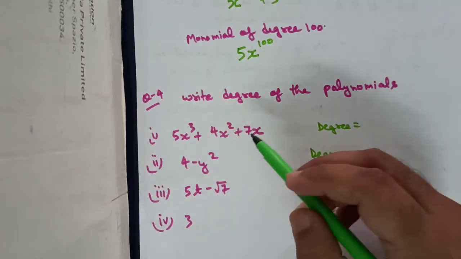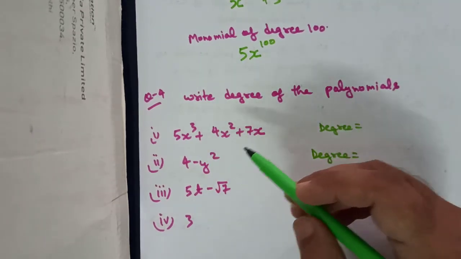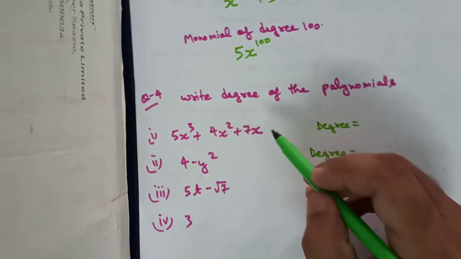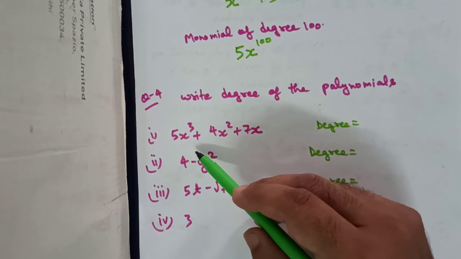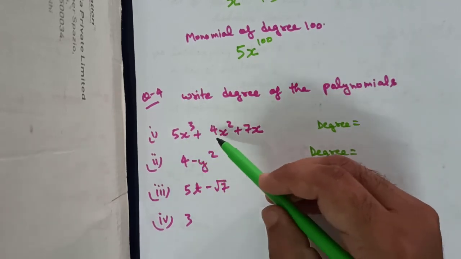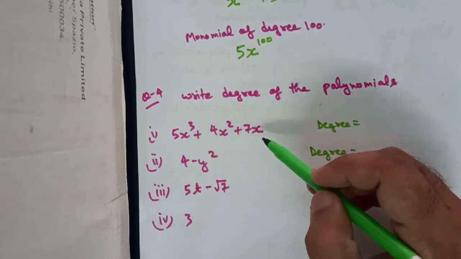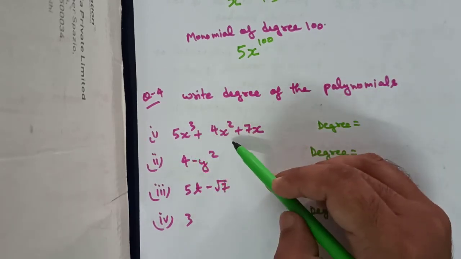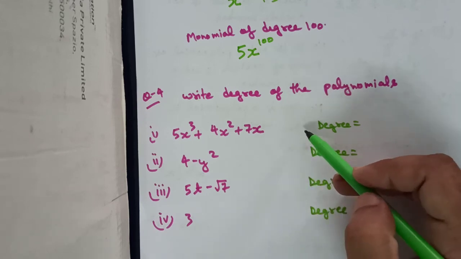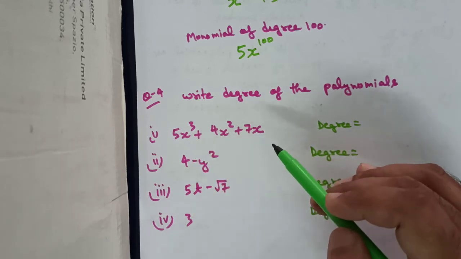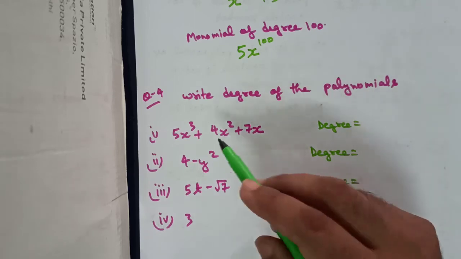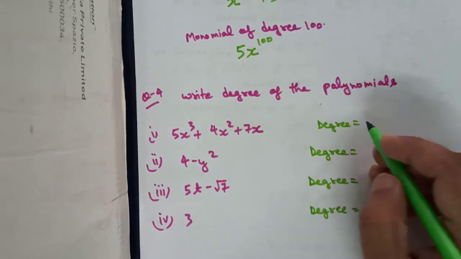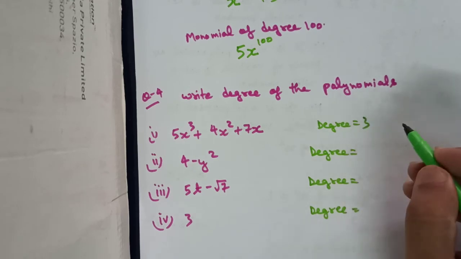And remember one thing, a polynomial can be written in many ways, but this is the standard form of a polynomial. When a polynomial is written in the decreasing order of their degree, like here the degree of x is 3, then degree of x is 2, degree of x is 1, then 0. So this is the standard form of polynomial. So the highest power is 3, so the degree of the given polynomial is 3.